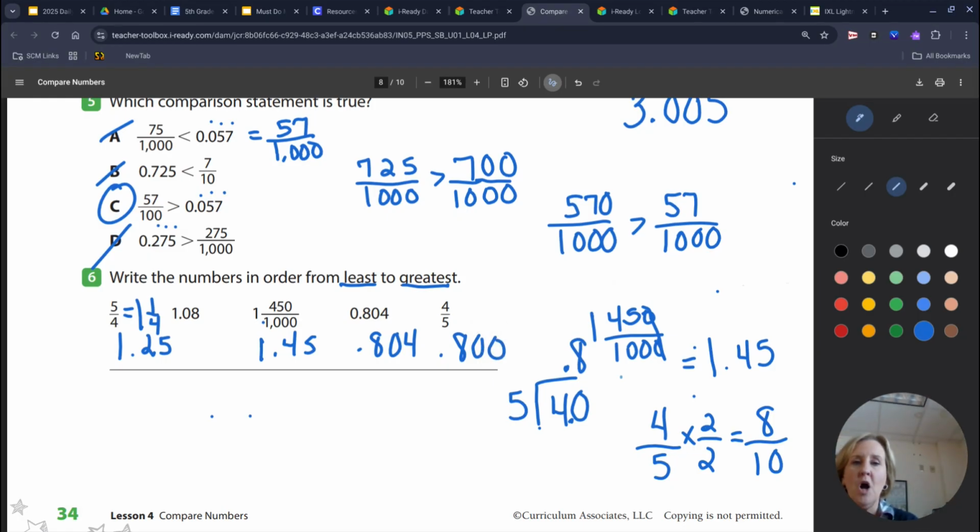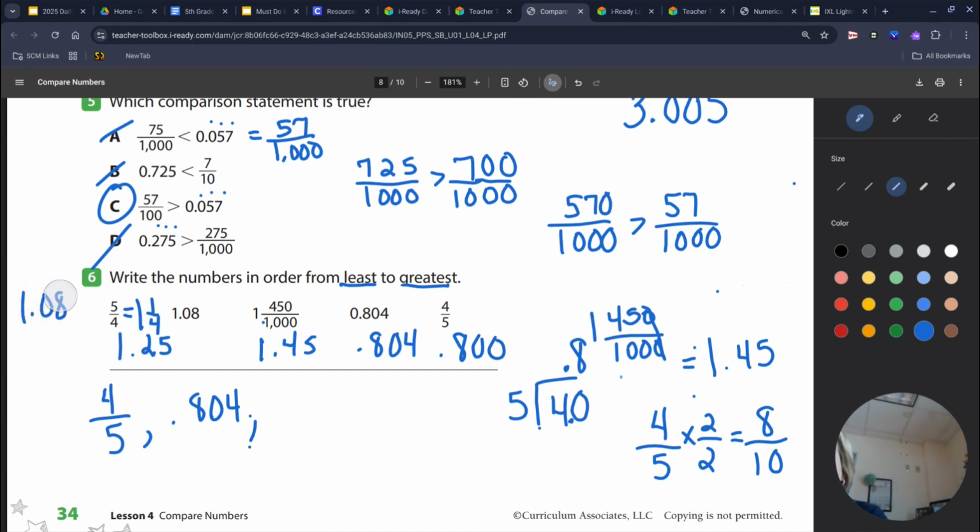So from smallest to greatest, obviously our 4/5 is going to go first. I'm going to write it the way they gave me the numbers, but I do know that 4/5 is 8/10. Then I'm going to have 804 thousandths next. Then I have all my ones. Well, I have 1 and 8/10, 1 and 8/100, I have 1 and 25/100, and I have 1 and 45.